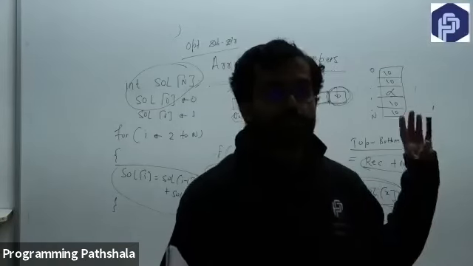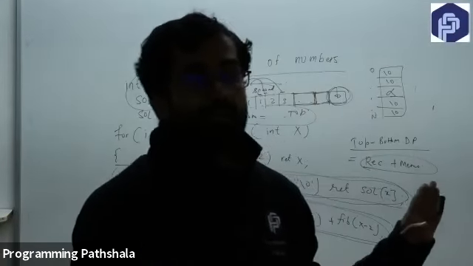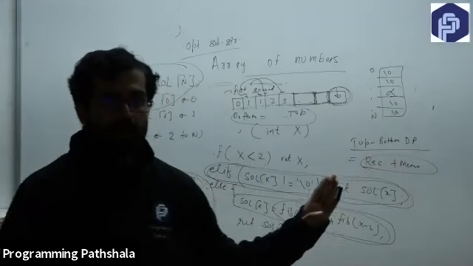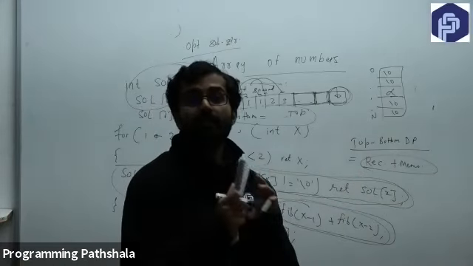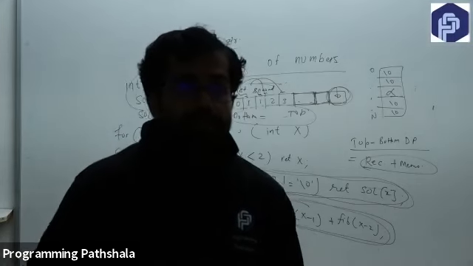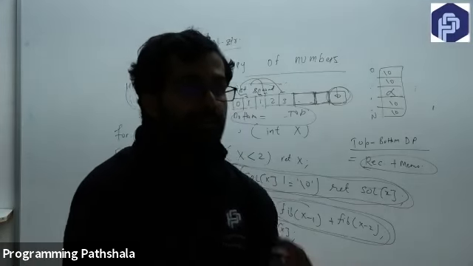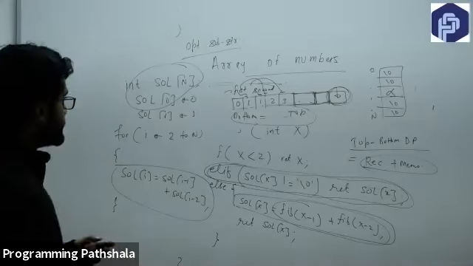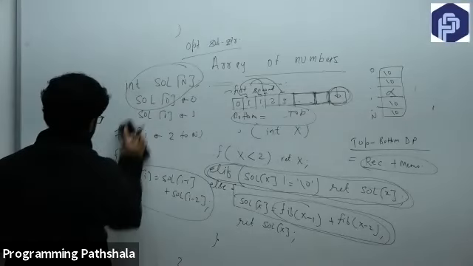This is just one example where bottom-up is performing better than top-down in terms of space, but it is not always necessary. For some problems, top-down is more efficient. How to code it? You can code it very easily. I'll just quickly write the code for this.